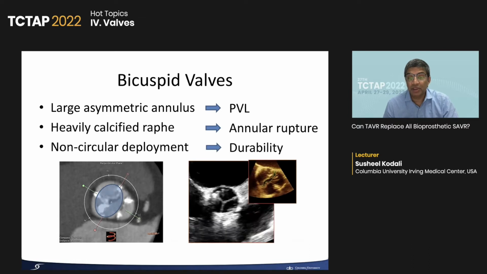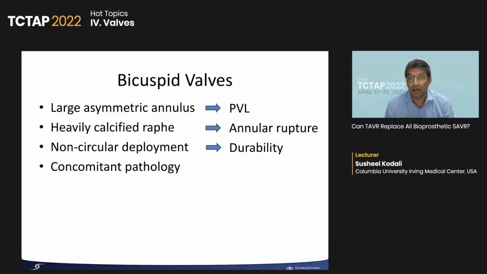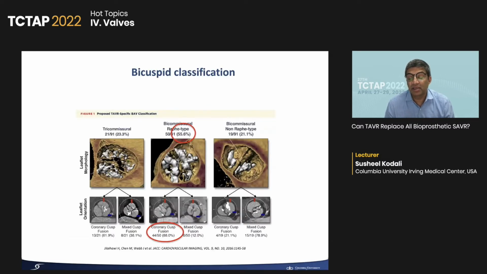Sometimes you can get non-circular deployment, as in this case with a balloon expandable, because of the asymmetry, and you see abnormal leaflet function in this particular example. And that could obviously lead to acute hemodynamic issues, although the gradients are okay in this case, but it'll probably lead to durability issues in the long term. And also there's a concomitant pathology, the aortic root stuff that we're not treating in bicuspid valve. So it may not have the ability to treat all of these scenarios.